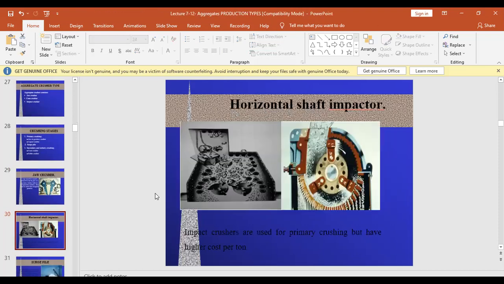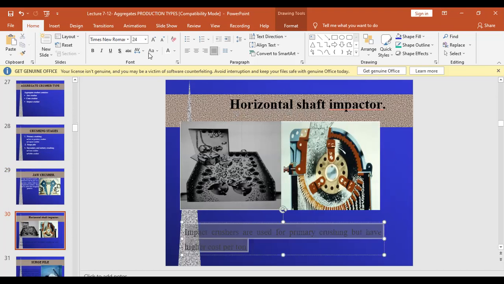Then there comes the horizontal shaft impactor. You see, it's just like a shaft. If I say shaft, it is something that is moving round and round, right? So you feed in that material, and it goes down the machine, and horizontally it is being rolled and broken into pieces.